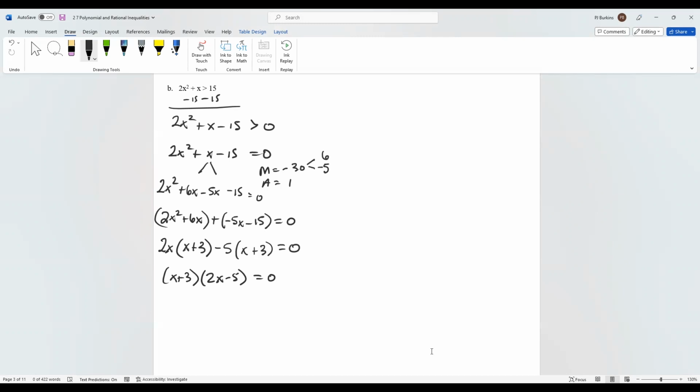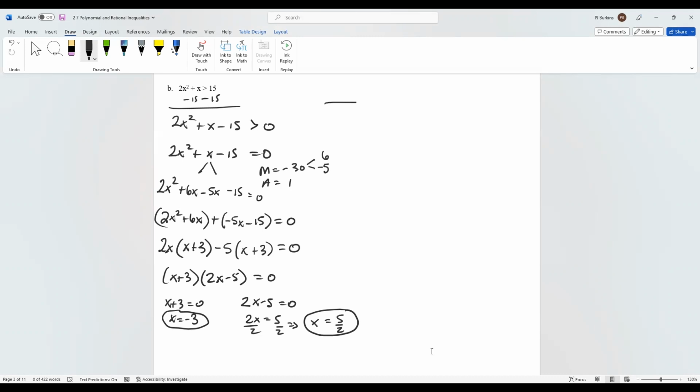I then need to solve each one of these equal to 0 to get my boundary points or boundary values. So here I'm going to add 5 to both sides and divide by 2. And I get x equals 5/2. So my two values are -3 and 5/2.